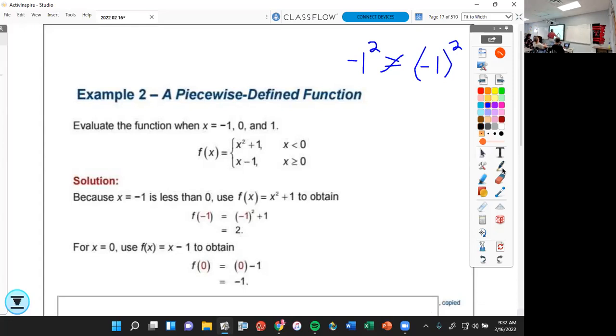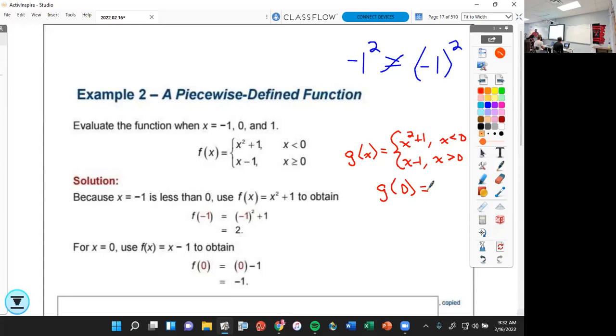So what if the function looked like this? I want to know what g of 0 is. So what is g of 0?